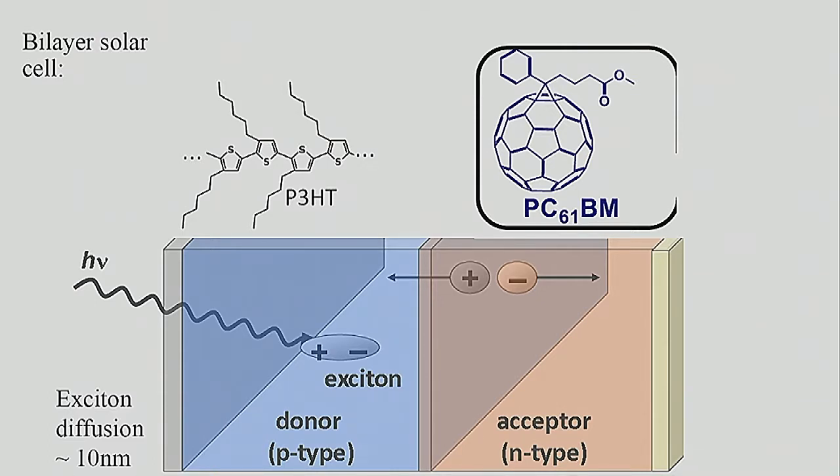This exciton can diffuse around in the material, and if it makes its way to a boundary of the donor-acceptor interface, it can dissociate into its separate charges. Those can be drawn to their respective electrodes, and that creates your electricity from sunlight. So that's the idea. Unfortunately, the exciton diffusion length is only about 10 nanometers before it recombines.